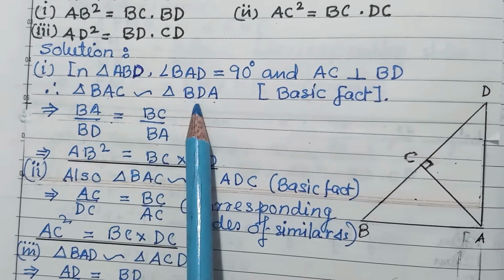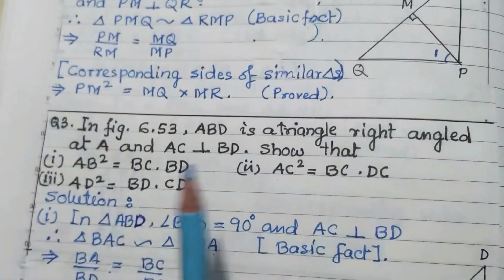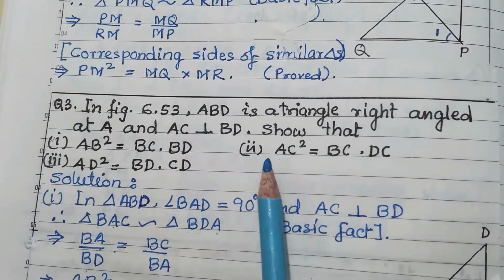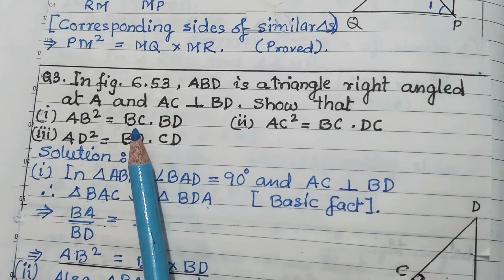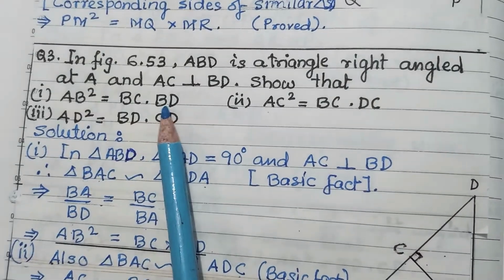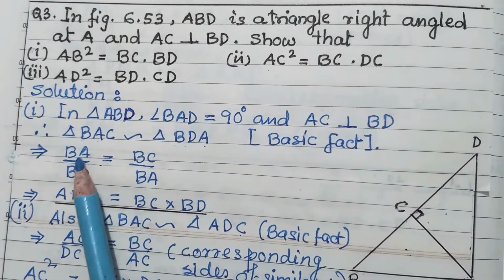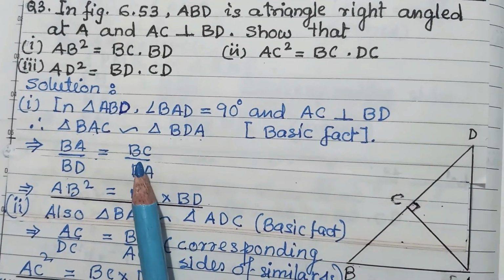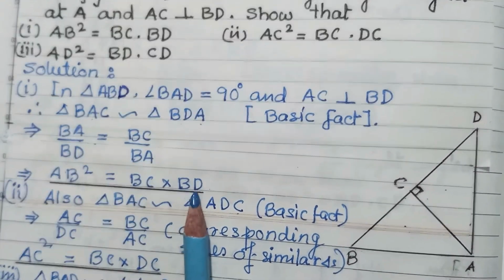Why am I taking it in this way? Because we have to prove, see the question once more, the first one: AB square is equal to BC into BD. So in this way you have to choose the sides. AB upon BD is equal to BC upon AB. So AB square is equal to BC into BD.